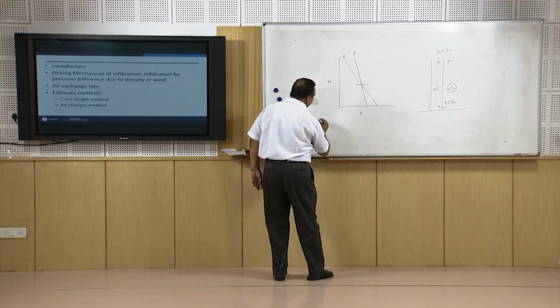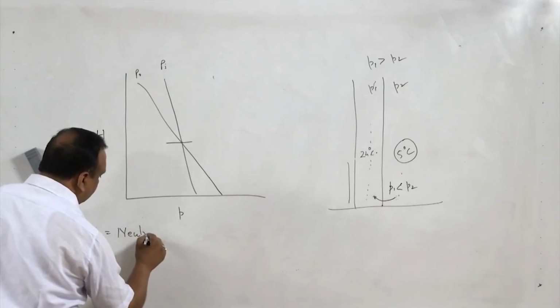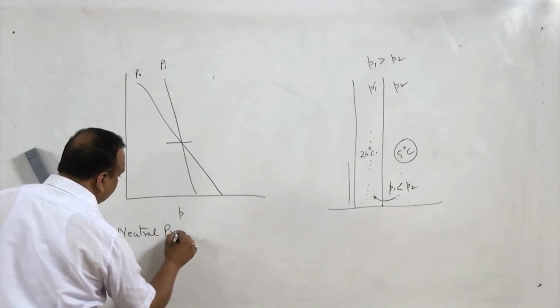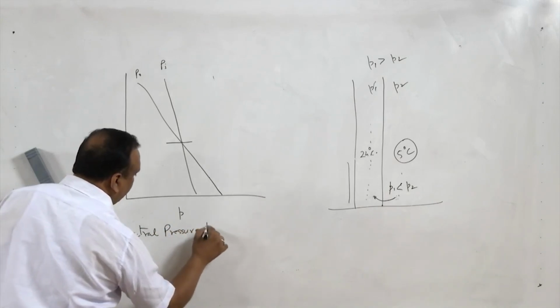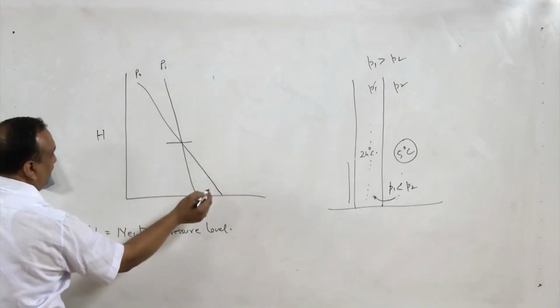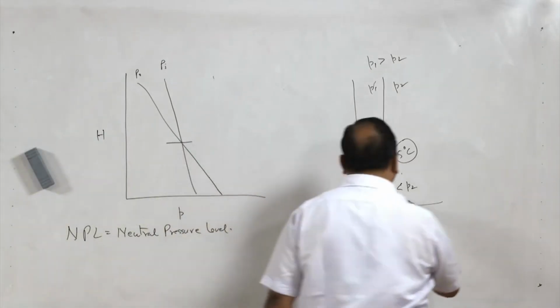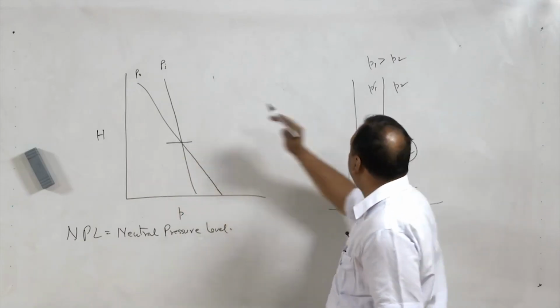This is known as NPL, neutral pressure level. At this point, there will not be any movement of the fluid. Otherwise, in the winters, from the bottom, air will enter the building and it will leave from the top.